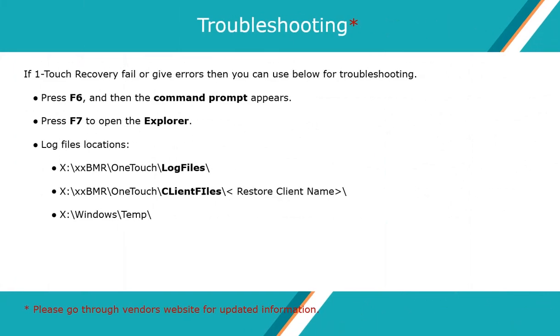If one-touch recovery fails or gives errors, then you can view the logs for more info. F6 will open command prompt. F7 opens an Explorer window. You can create a folder on CommServe or Media Agent and then share it. Map the share using the Windows net use command, and then copy the logs for further troubleshooting.